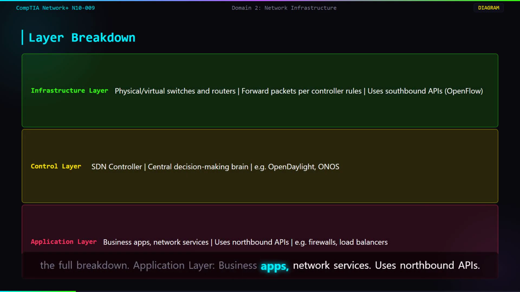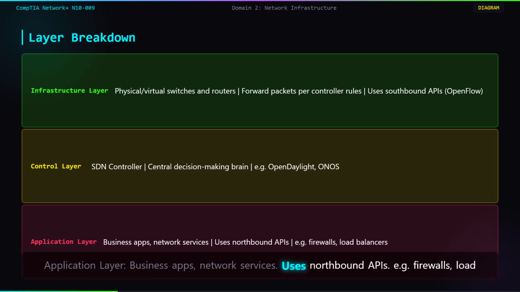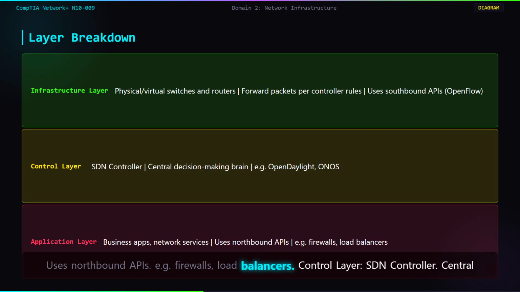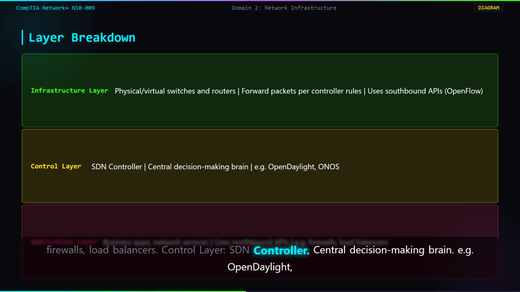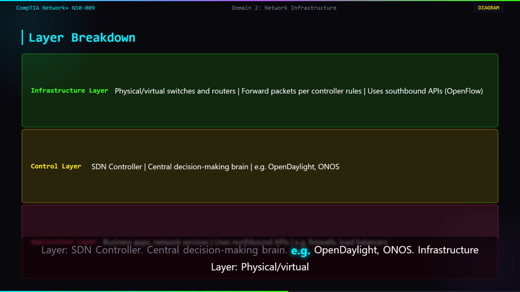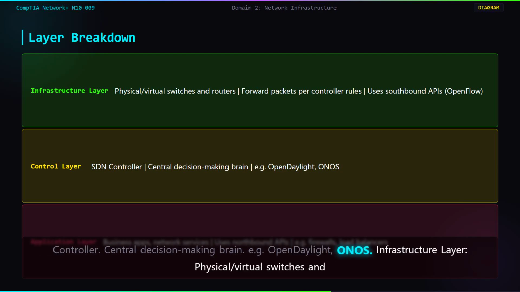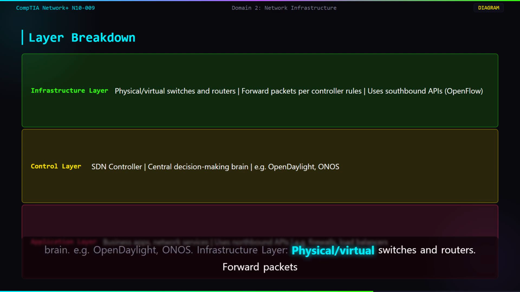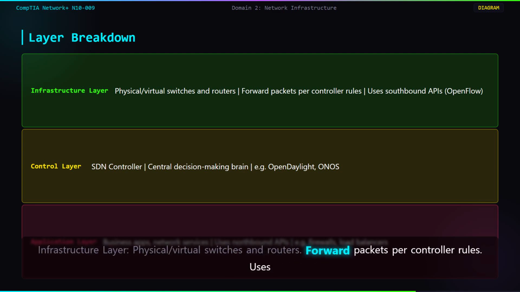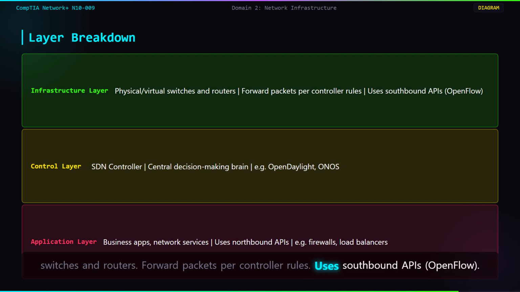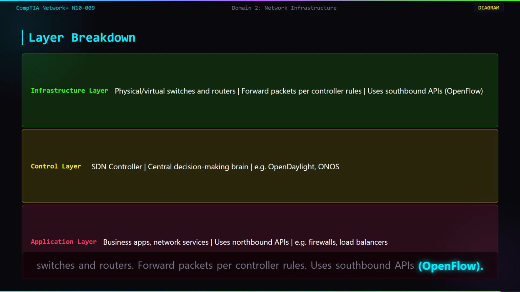Application layer, business apps, network services, uses northbound APIs. For example, firewalls, load balancers. Control layer, SDN controller, central decision-making brain. For example, OpenDaylight, ONOS. Infrastructure layer, physical and virtual switches and routers. Forward packets per controller rules, uses Southbound APIs, OpenFlow.